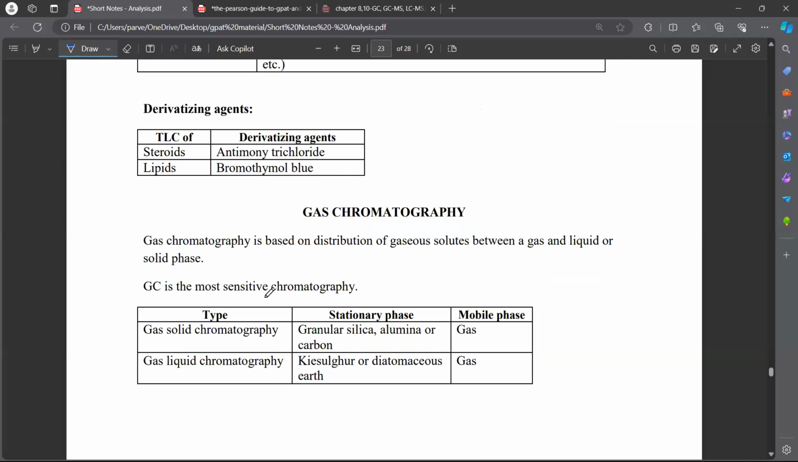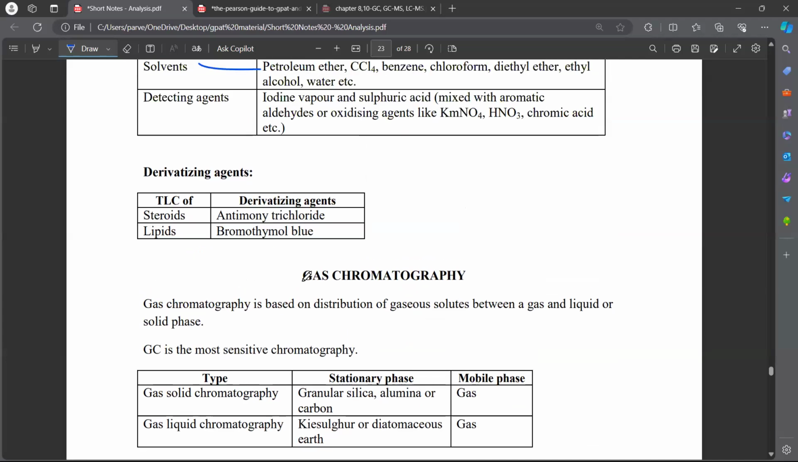Another most important chromatography is gas chromatography. Is gas chromatography suitable for thermostable compounds or thermolabile? Answer, guys. Gas chromatography is suitable for the thermostable or thermolabile.